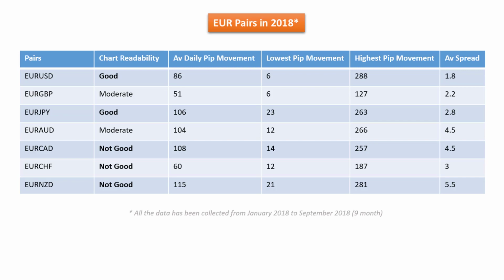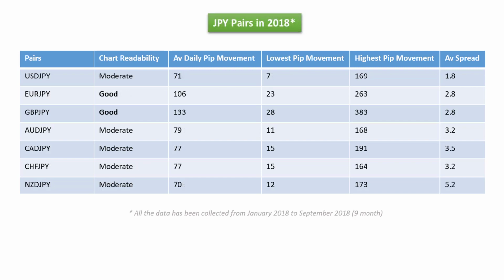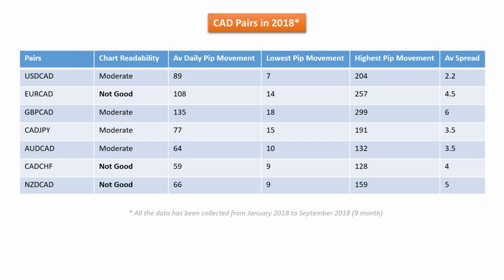So if I go to the next tables, then that is the market behavior summary of all the GBP majors. Then the next table is for the JPY majors, the next table is for the Australian dollar majors, the Canadian dollar majors, the CHF or Swiss franc majors, and the table for New Zealand dollar major currency pairs. You can download all of these tables next to this lecture.